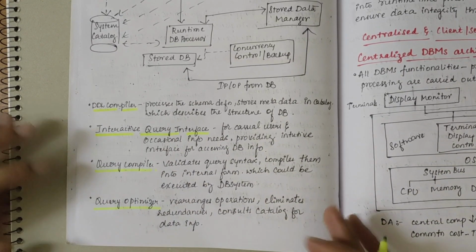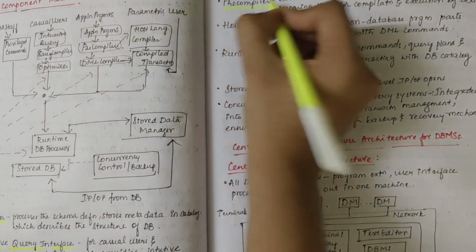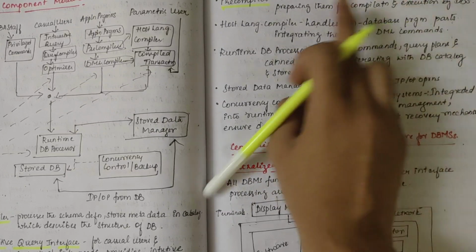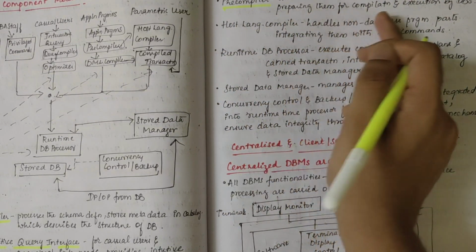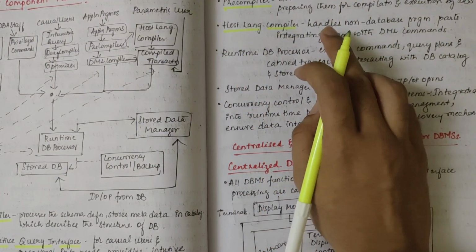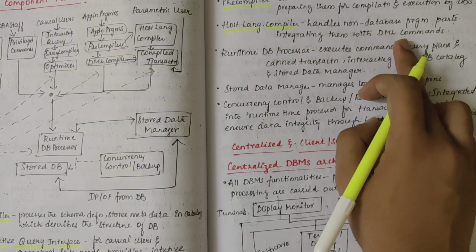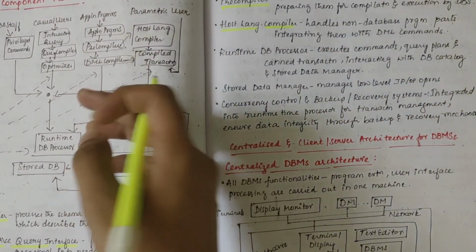Query optimizer optimizes. Then we have the pre-compiler. In the case of application programmers, the extraction of DML commands from application programs is done in the pre-compiler, and then we prepare them for compilation and execution by the database system. Then we have the host language compiler. It handles non-database program parts, integrating them with DML commands. From DML commands, it is passed on to the further process.